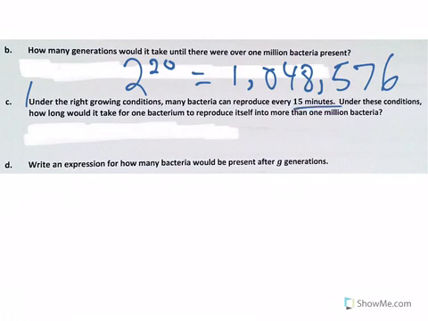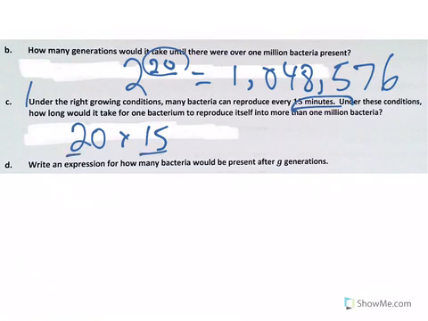So, knowing that, under the right growing conditions, this is part C, many bacteria can reproduce every 15 minutes. Under these conditions, how long would it take for one bacterium to reproduce itself into more than 1 million bacteria? Well, if it's every 15 minutes that you get a new generation, then you'd get 20 generations, so you'd have 20 times 15, 20 15-minute periods.